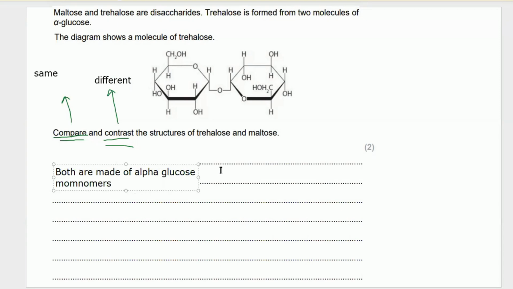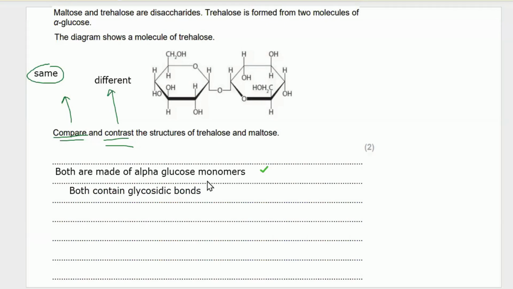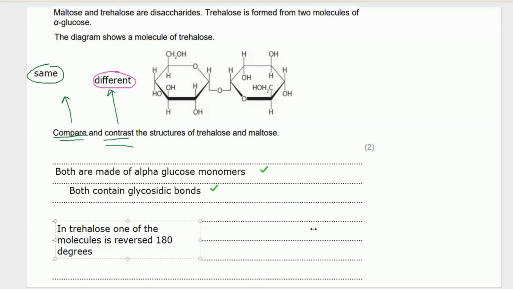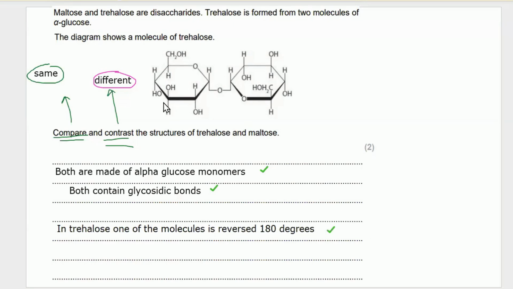So both are made of alpha glucose monomers. So that's a similarity. What type of bond joins the monomers together? You guessed it. They're both carbohydrates, so it's the glycosidic bond. So both contain glycosidic bonds. So we can get a mark for comparing by saying they're both made of alpha glucose monomers, and both contain glycosidic bonds. However, what's different about them? I don't know if you've noticed, but the second molecule of alpha glucose in this trehalose is upside down. And look where the oxygen atom is. It's reversed or inverted. So in trehalose, one of the glucose molecules is upside down, reversed 180 degrees. So that's one of the differences. Now, you would definitely have both the marks here because we've said three things: two similarities and one difference.